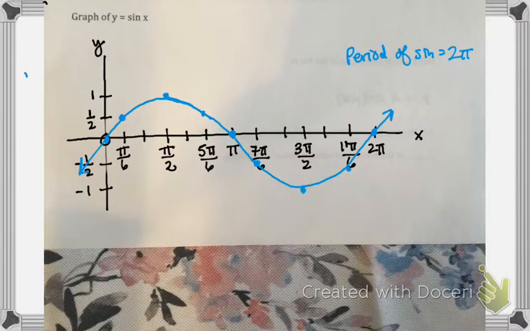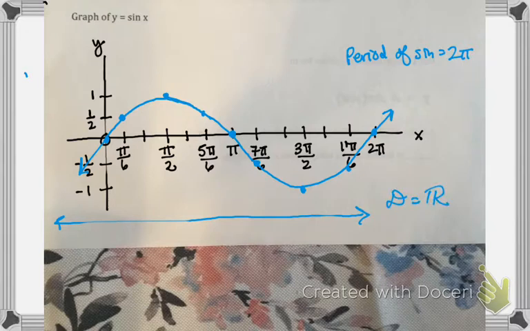Okay, so we got our graph here. Now if we look at it, we can see that the domain is all real numbers. So I'm looking at the width of the graph. How wide is it, the domain? How wide is the graph? It goes on and on infinitely. So the domain is going to be all real numbers.